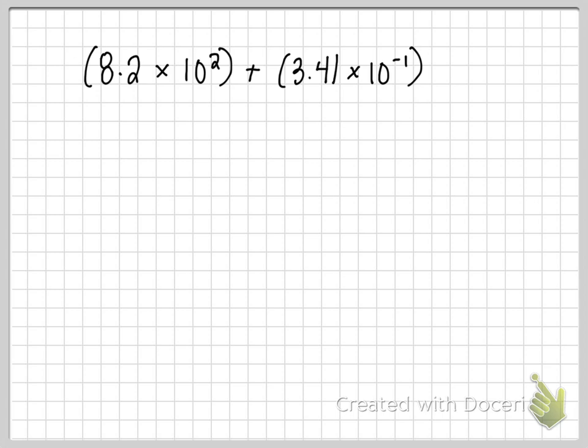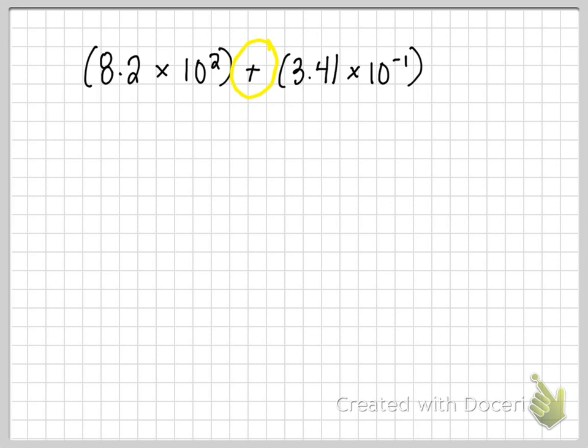Okay. 8.2 times 10 squared plus 3.41 times 10 to the negative 1. We are adding, which means we need to get our exponents the same. And if it's multiplication, do they have to be the same? We'll talk about that tomorrow. Okay? Addition and subtraction, they have to be the same. To answer your question, no. But just for addition and subtraction. Right.